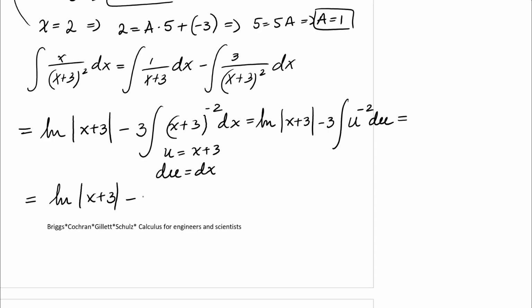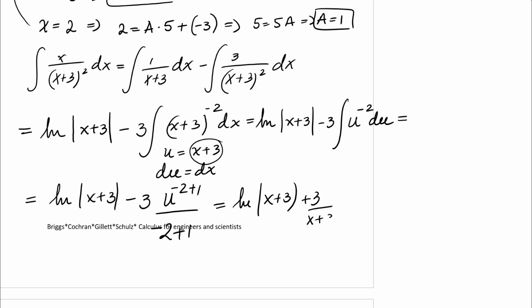So minus 3 times u to the negative 2 plus 1 over negative 2 plus 1. So we get ln of x plus 3 plus 3 u to the negative 1, so over u, but u was x plus 3, plus C. Final answer. Now let's take a look at one more problem.